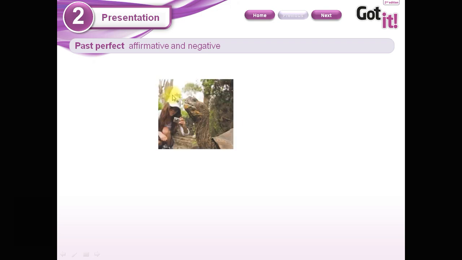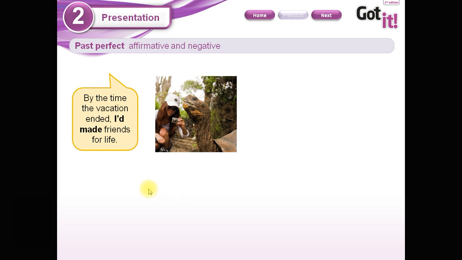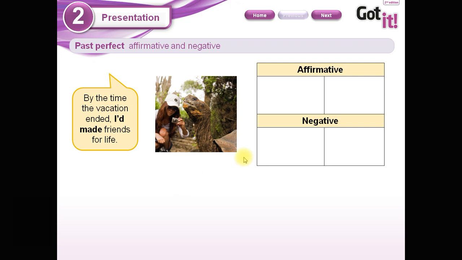Now, when we use it in English, we use this form. By the time the vacation ended, I'd made friends for life. I'd, this, represents had, okay? It's an abbreviation. Now, we have here affirmative and negative forms.